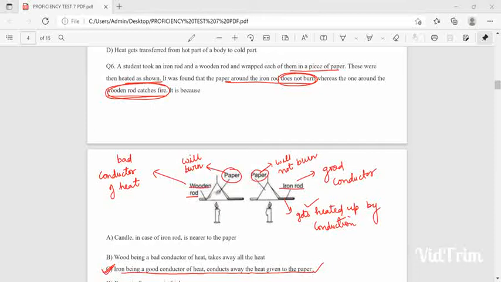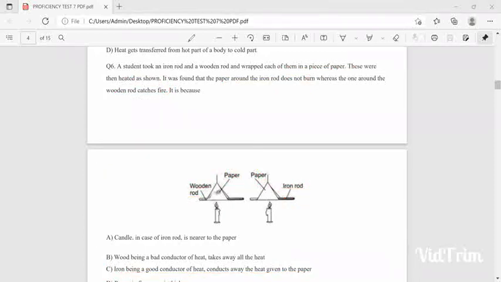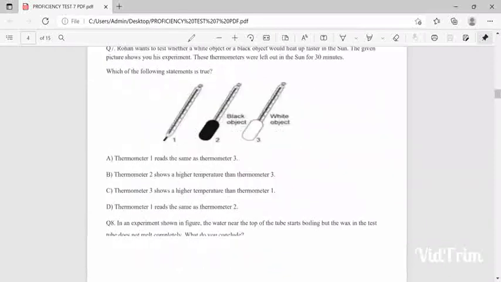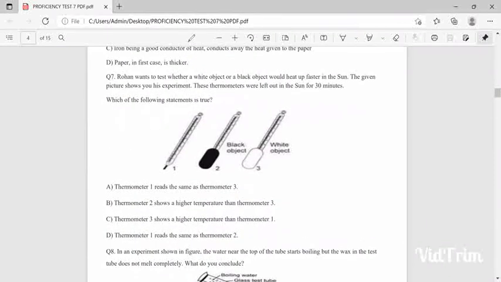Rohan wants to test whether a white object or a black object would heat up faster in the sun. The given picture shows you his experiment. These thermometers were left out in the sun for 30 minutes. Which of the following statements is true? You can see in the figure that thermometer 1 is placed in air. Thermometer 2 is inserted in the black object and thermometer 3 is inserted in the white object.